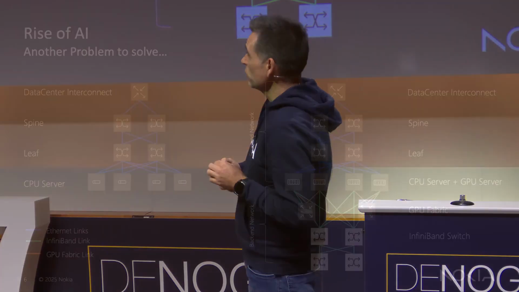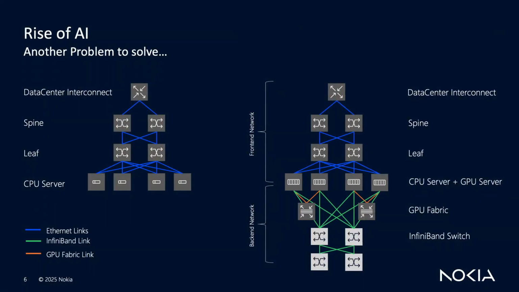Another way to think about that is this. If you see here on the left side, that's a very classic kind of architecture. You have a data center interconnect, and again, this is simplified. You have a spine layer, you have a leaf layer, and you have your CPU-driven server. This CPU-driven server is very important because back in the day, CPU was basically the bottleneck. It was all about CPU cycles and how you can offload that.